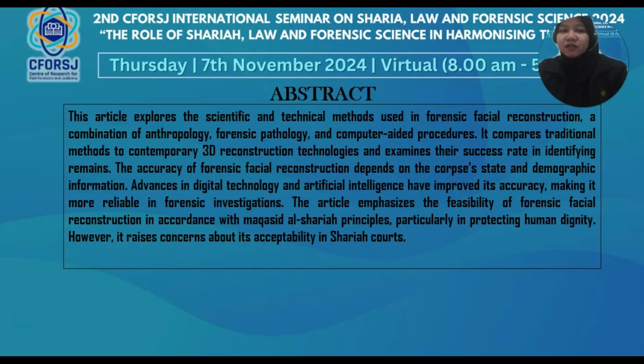The accuracy of forensic facial reconstruction depends on the corpse state and demographic information. Advances in digital technology and artificial intelligence have improved its accuracy, making it more reliable in forensic investigation. The article emphasizes the feasibility of forensic facial reconstruction in accordance with Maqasid Shariah principles, particularly in protecting human dignity. However, it raises concern about its acceptability in Sharia courts.